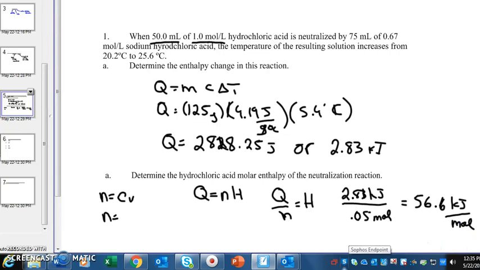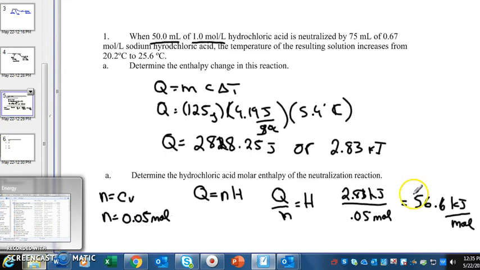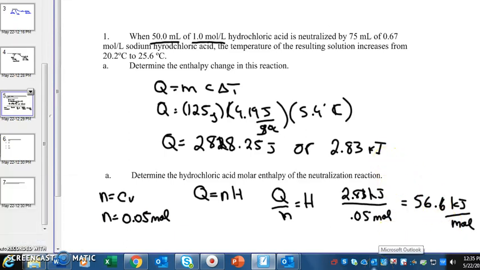Now, we did not have 1 mole of hydrochloric acid, which is why we did not get a full 56.6. We only had this little 0.05 moles of it that actually reacted. So we got less than that in terms of the overall enthalpy.